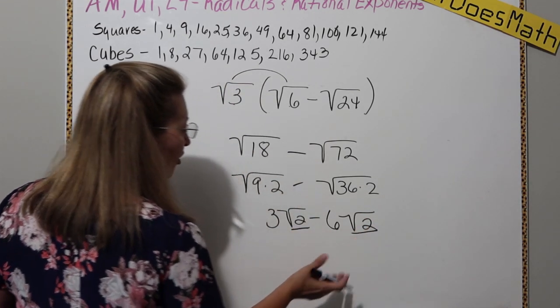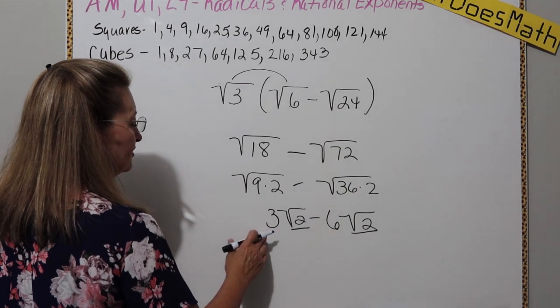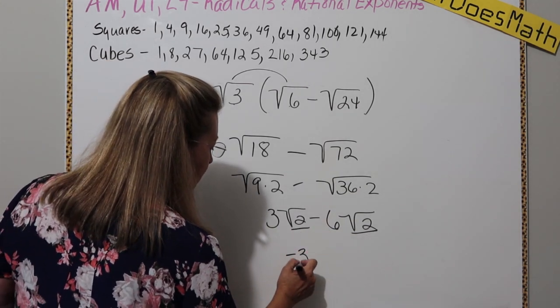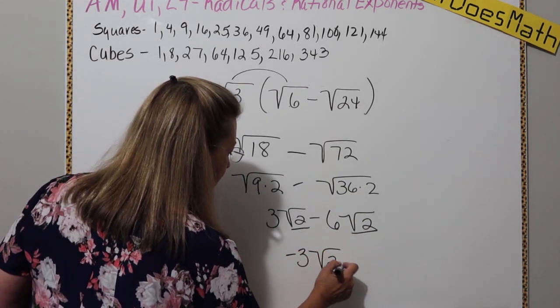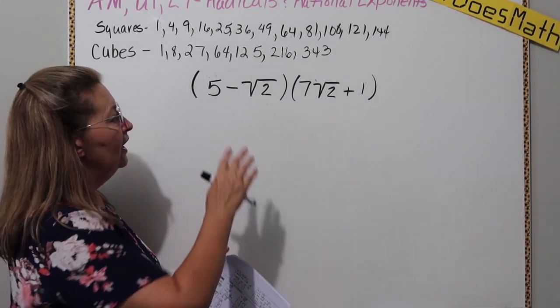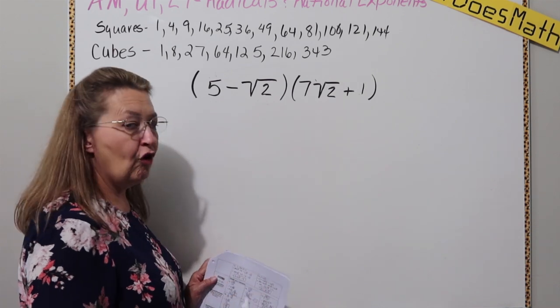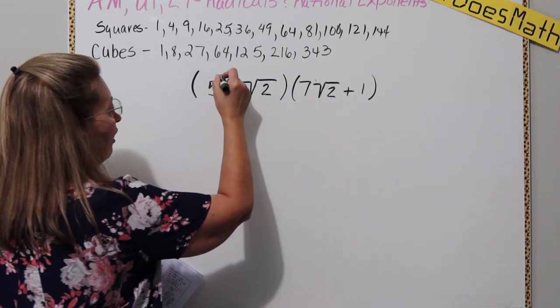Now, the radical parts match, so all you have to do is combine those two coefficients. Positive 3 minus 6 gives you negative 3 onto the square root of 2. Okay, let's look at number 15. Now you have binomial times binomial. So you can use your FOIL method or you can just call it distributing.